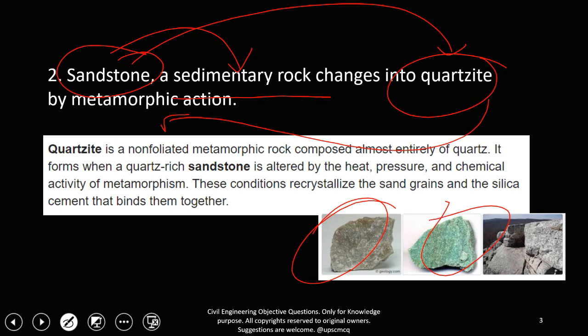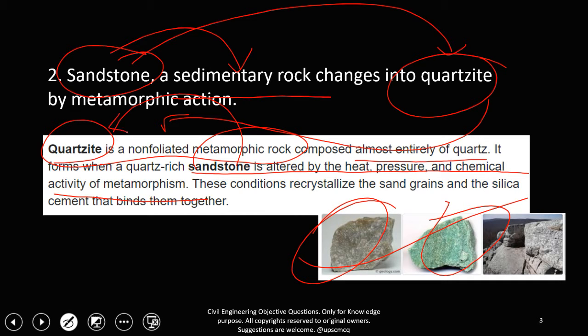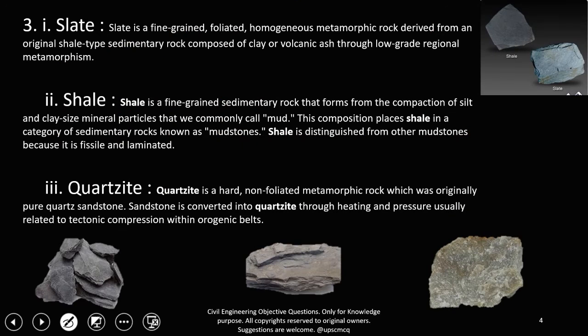These are some images of quartzite. Quartzite is a non-foliated metamorphic rock composed almost entirely of quartz. When sandstone is altered by the heat, pressure and chemical activity of metamorphism, we get quartzite, as mentioned before. Now we have discussed three important rocks here.